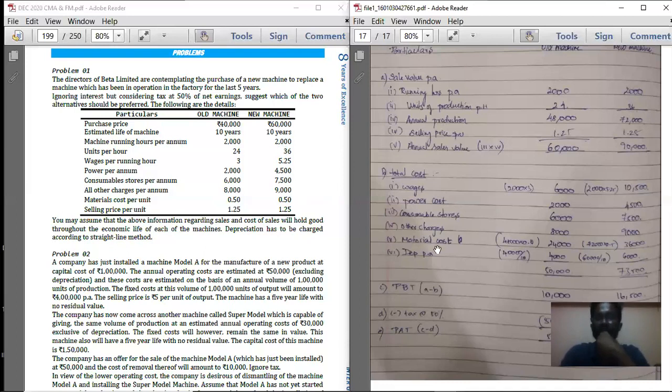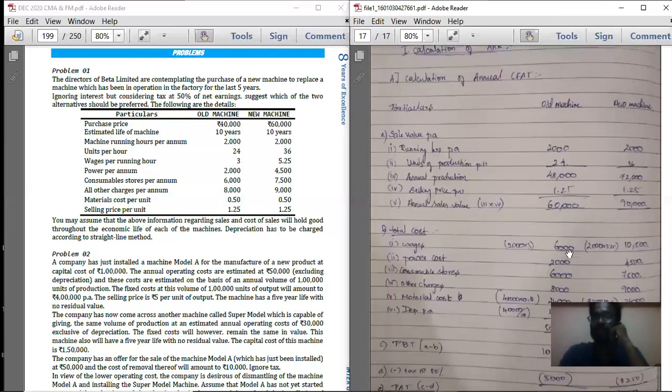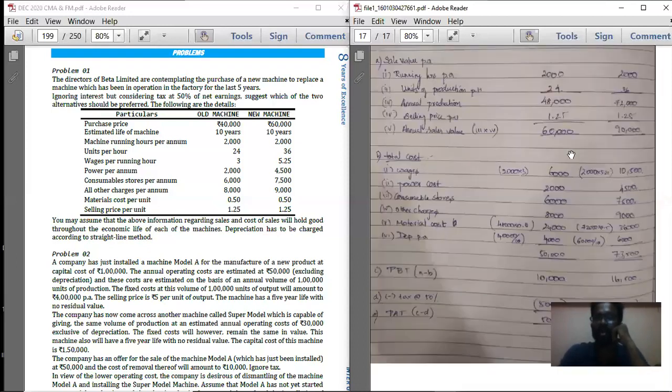Next, small Roman number 5, material cost. See, material cost they have given per unit. So 0.5 into total number of units, annual production is 48,000. We should multiply this 48,000 into this material cost per unit, you will get the total material cost. So in respect of old machine, record within bracket 48,000 into 0.50. How much are you getting? 24,000. Material cost in respect of old machine is 24,000.